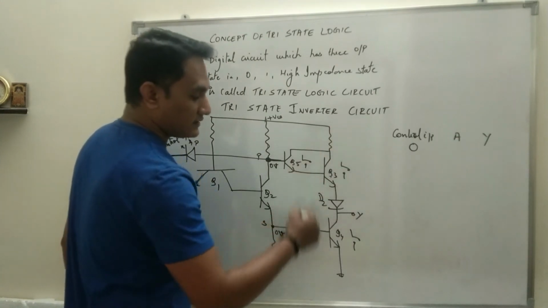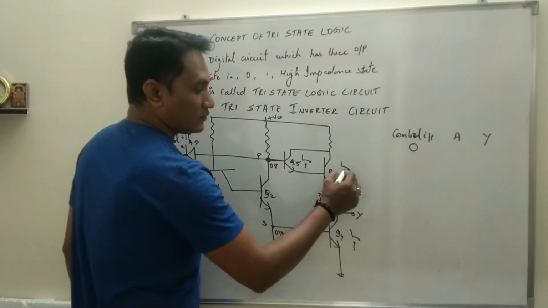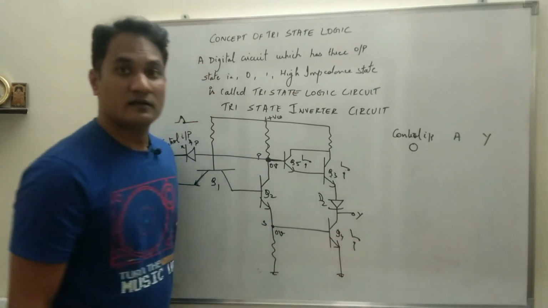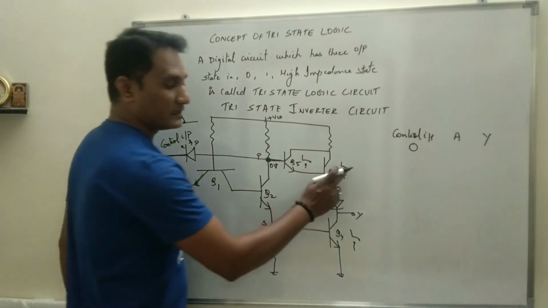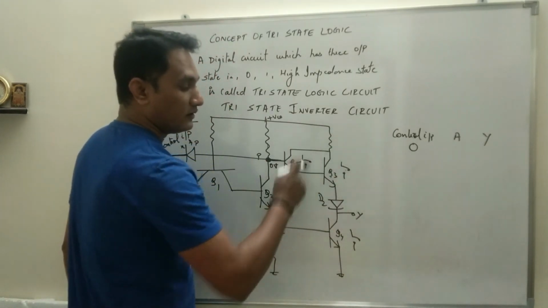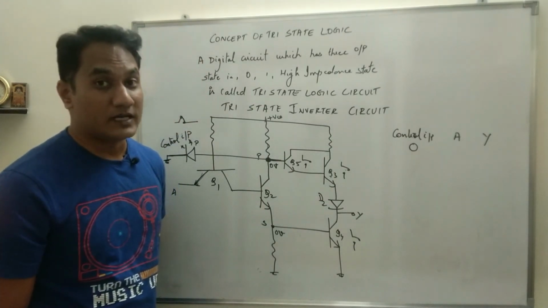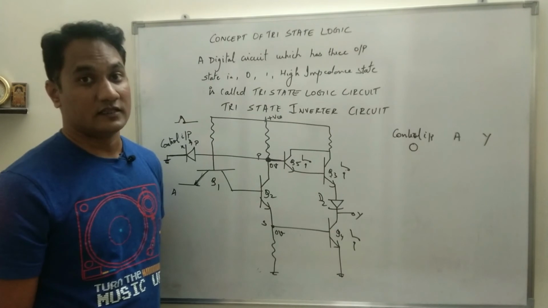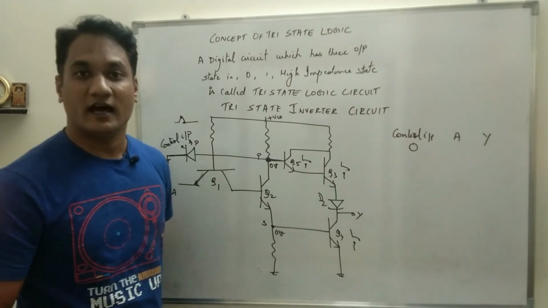And now you see this output circuit. Both Q3 and Q4 are open. Open circuit means no current will flow through the circuit. That means at the output there will be no current. Current will be 0, and where the current is 0, we say the impedance or the resistance offered by the output side is very high.